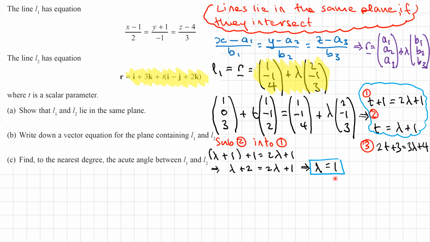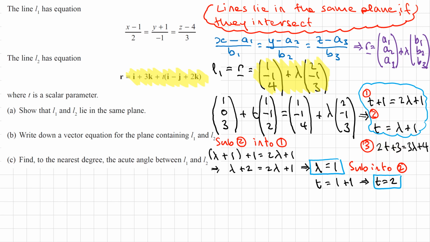I'm going to take this lambda is equal to 1, substitute into one of my equations to find t. Let's just sub it into 2. So sub into equation number 2, that's the easiest thing to do. So then I will get t is equal to 1 plus 1, which will give me t is equal to 2. Now whenever we have three equations and we've got two unknowns, you must take those values and check it works in the other unused equation.